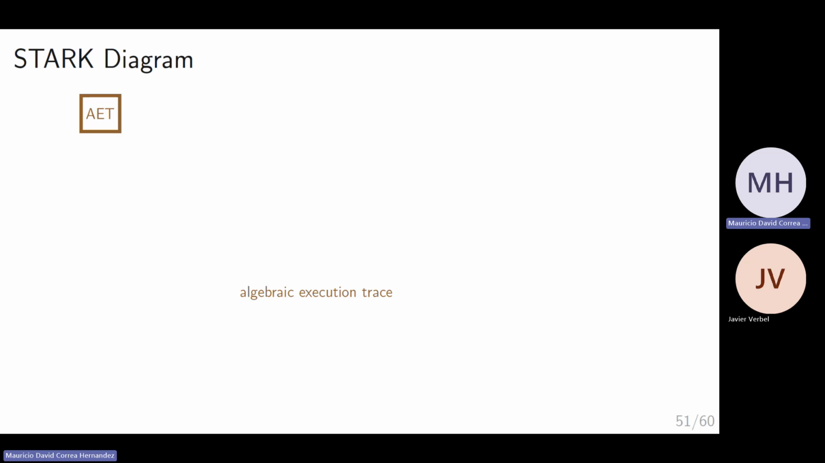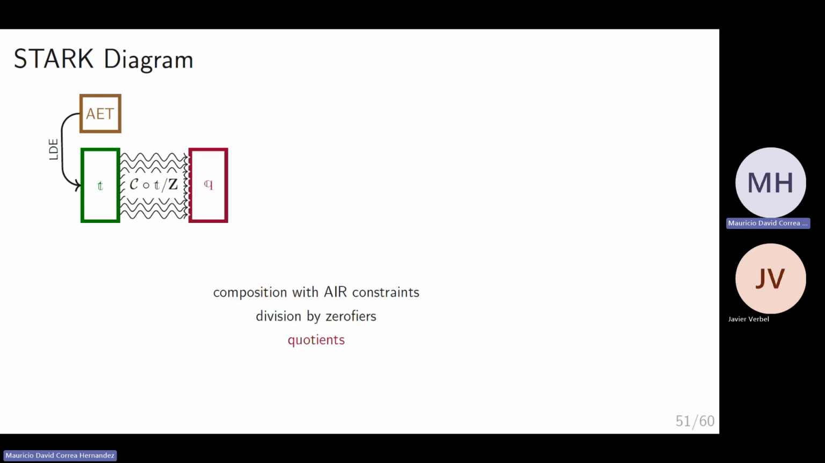So at this point, we can start building a diagram, an interactive animated diagram showing what the prover and the verifier do in the course of the Stark protocol. We start with the algebraic execution trace. We low-degree extend the algebraic execution trace, thereby obtaining the low-degree extended trace. And we compose the low-degree extended trace with the error constraints, divide out the zerofiers, and thereby obtain quotients. We turn this huge table of trace and quotients into a Merkle tree by treating every row as a leaf. And then we send the root of this Merkle tree over to the verifier.